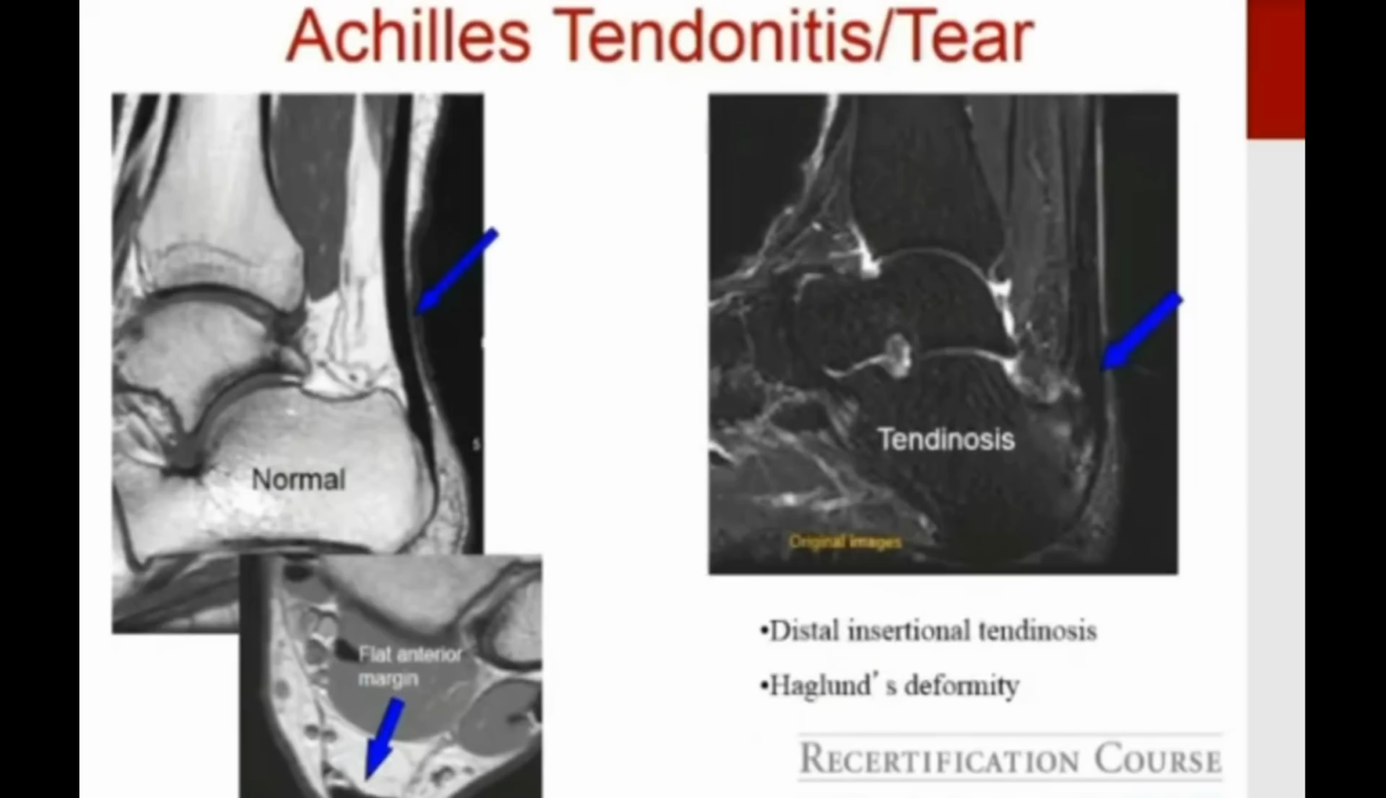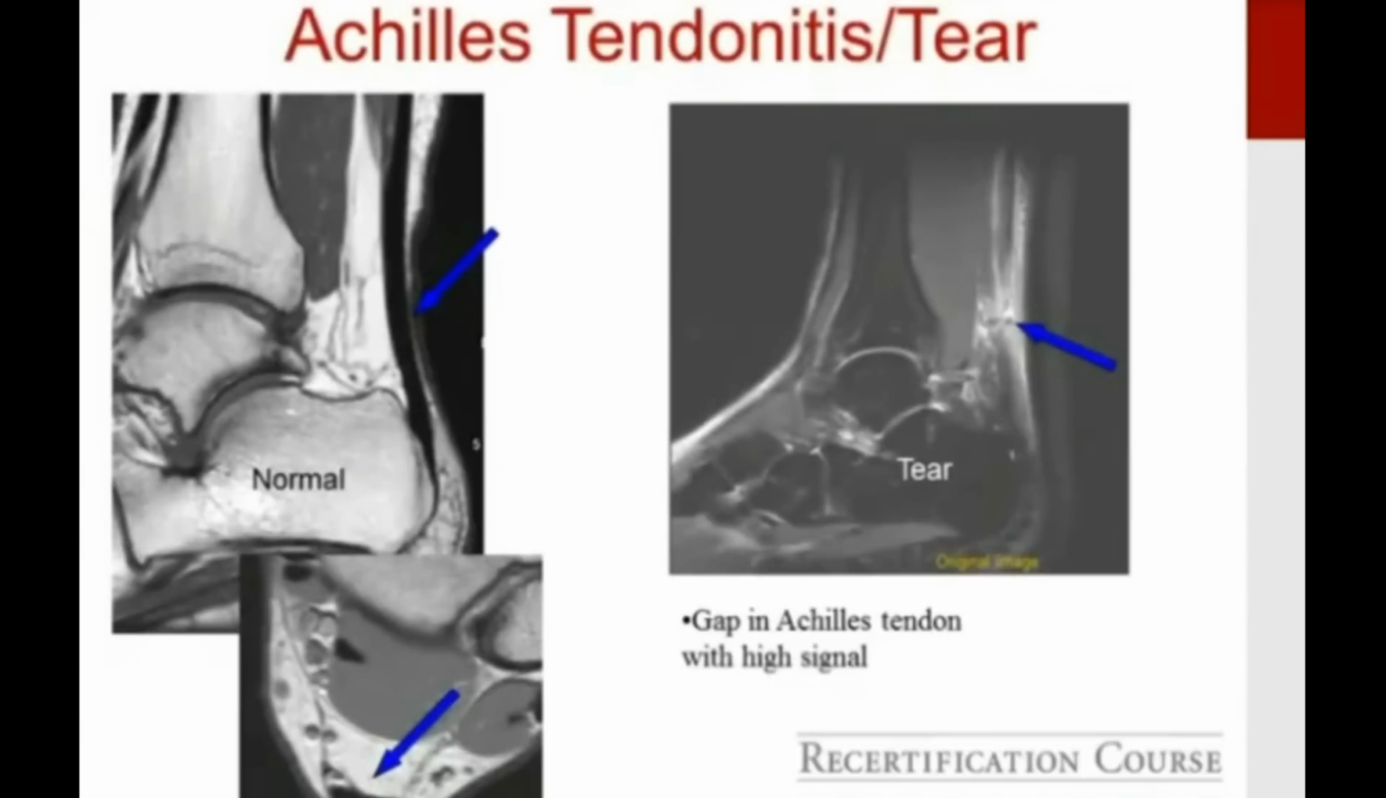Here's a partial thickness tear at the distal attachment site. There's thickening, abnormal edema, and fluid signal extending into the substance of the Achilles tendon distally. And then a full thickness tear is one in which we have a complete disruption, fluid signal traversing the torn tendon fibers, and retraction proximally.